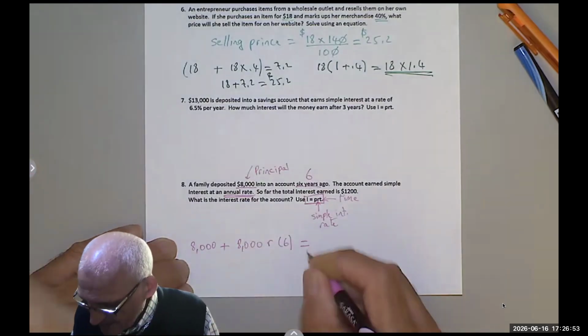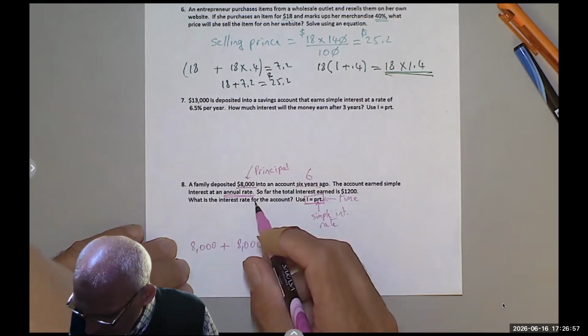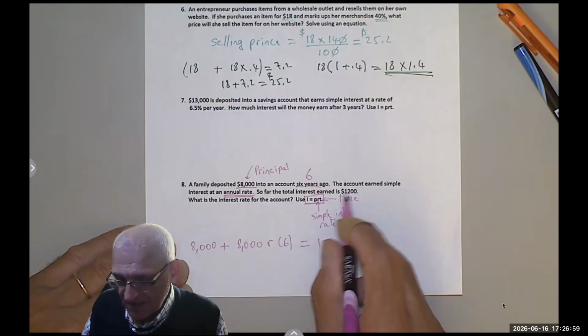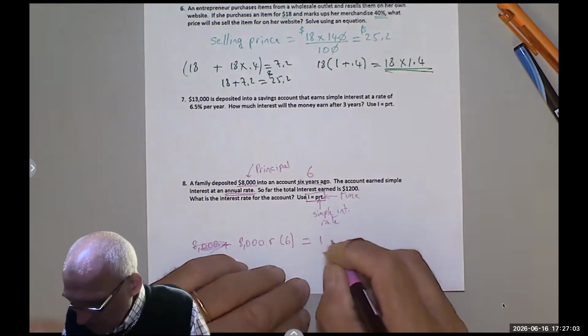And those together give you 12. Oh, I'm sorry. No, I'm sorry. I thought this is the total amount. I'm sorry. This is the interest. So it equals 1,200.